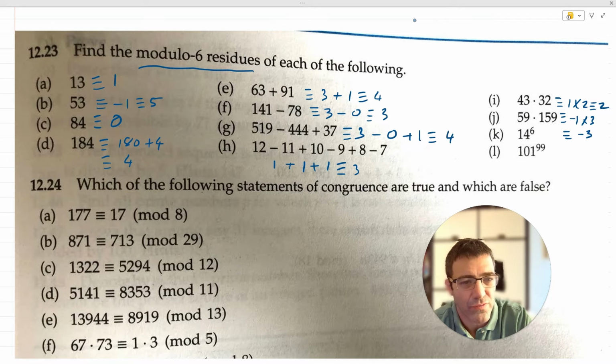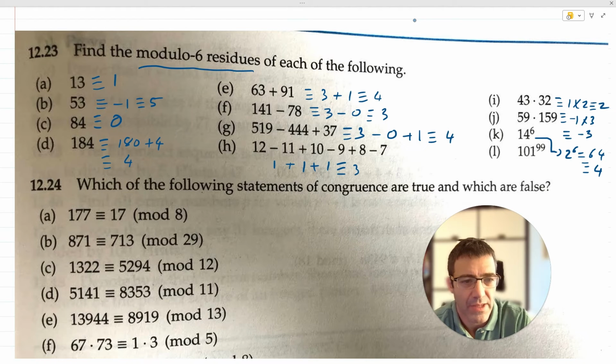Okay, moving on to 14 to the power 6. Now this might seem a little bit difficult here, but with modular arithmetic it's not too bad. So 14 is not a multiple of 6, but it's the same as a 2. So you could say that this is the same as 2 to the power 6, mod 6. So 12 is a 0, so 14 is a 2. 2 to the power 6 is 64. So we could go through that. We can say that this is equal to 64, and 64 is congruent to a 4 mod 6.